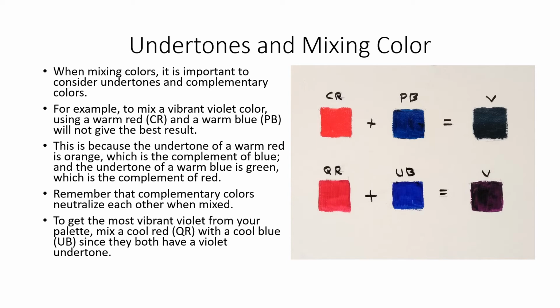To get the most vibrant violet from your palette, mix a cool red, like quinacridone red or QR, with a cool blue, like ultramarine blue or UB, since they both have a violet undertone. In this example, you can see that the violet that results from the cool blue and the cool red looks more like violet than the one that results from the warm blue and the warm red. Since these contain complementary undertones, this is neutralized almost to the point where it looks like gray.